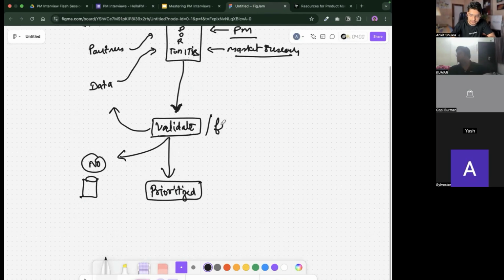Validation can be considered as filtering: which ideas to consider, which ideas not to consider. And prioritization is about whatever you have on your plan. Which are you going to do first? What are you going to do later?